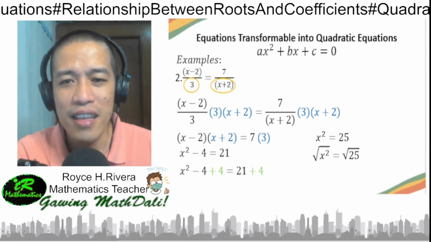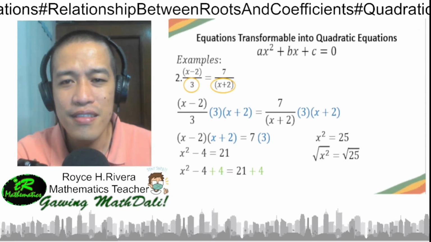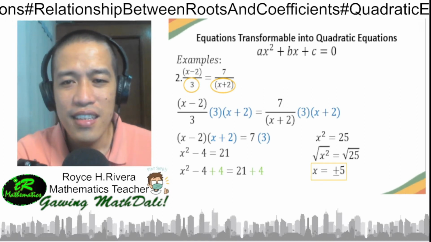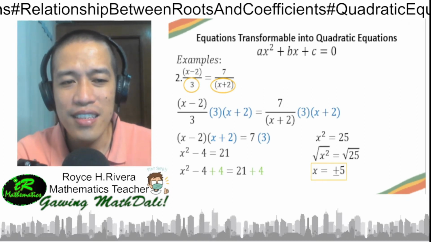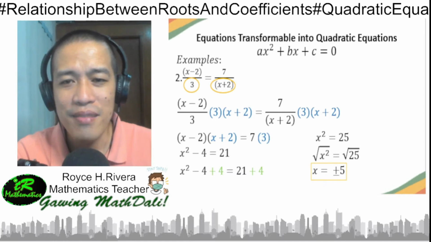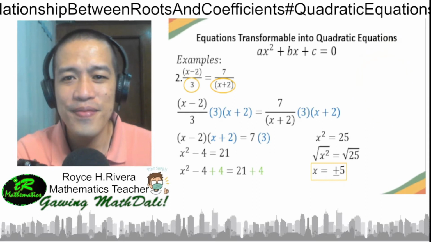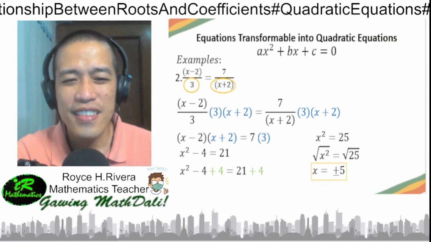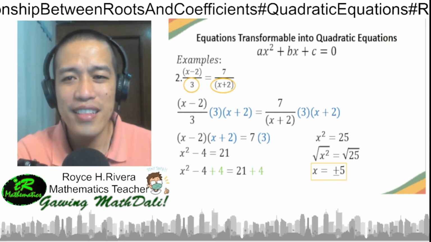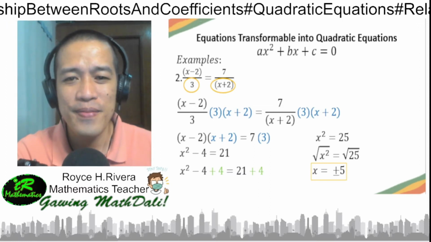Now, I will obtain the value of x equals positive 5 and negative 5. So we are done with example number 2.